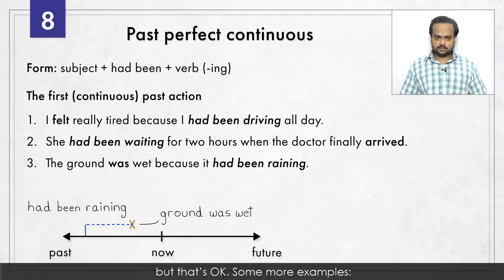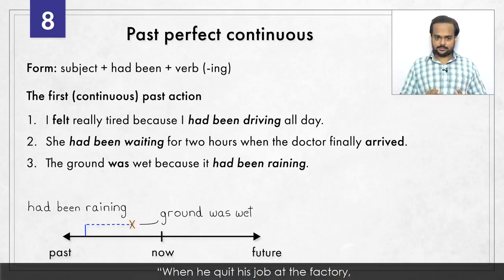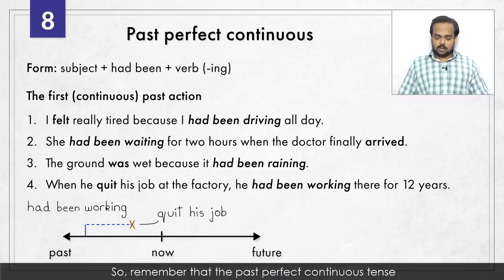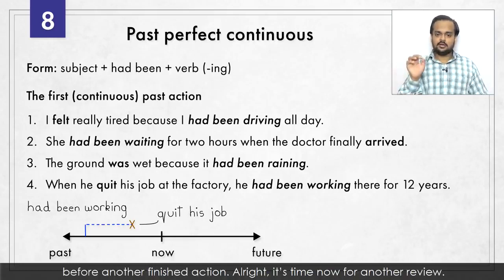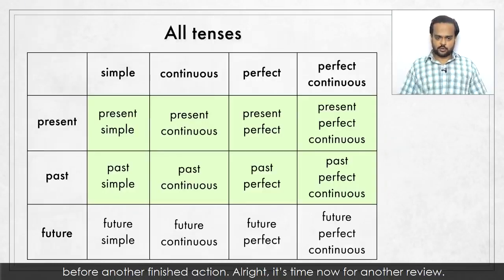Some more examples. The ground was wet because it had been raining. It had been raining first, and so the ground was wet. When he quit his job at the factory, he had been working there for 12 years. So remember that the past perfect continuous tense is used to talk about a continuous action in the past before another finished action. Alright, it's time now for another review.